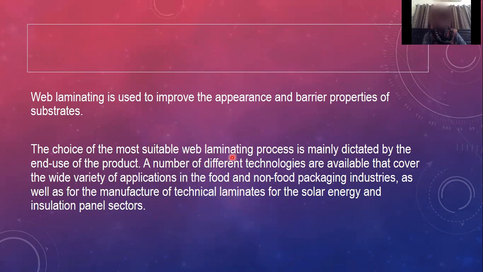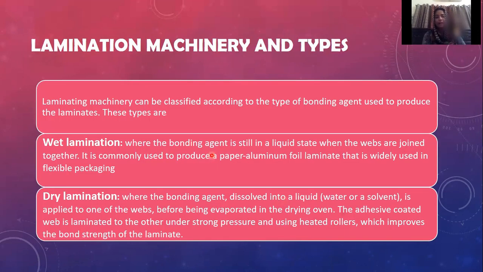So web lamination is used in the food and non-food packaging industry to protect the food from different things. Then we have the lamination machines and lamination types, how lamination can form in the machines. So we will discuss the lamination machines.